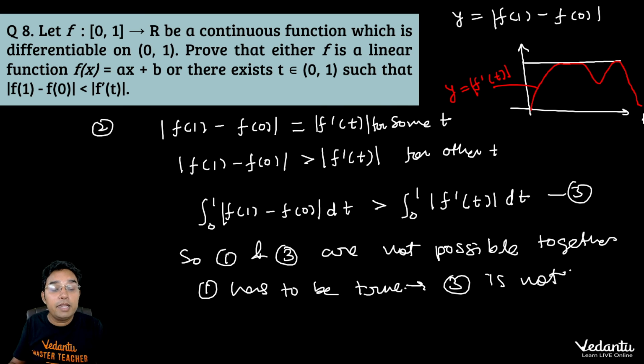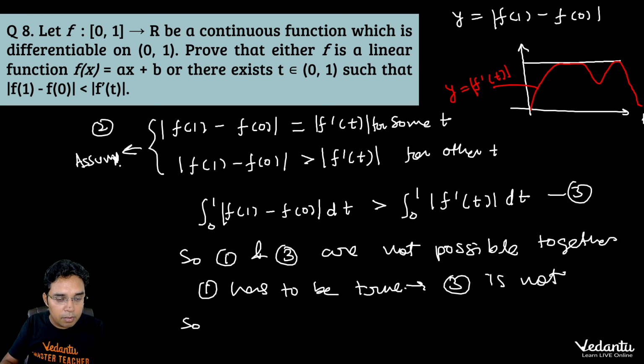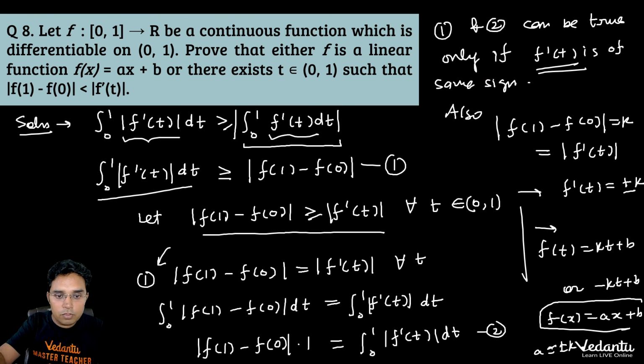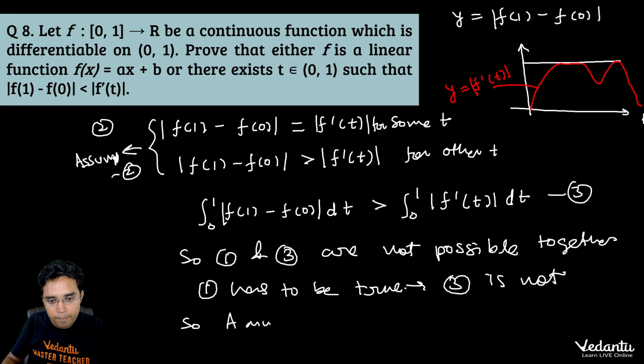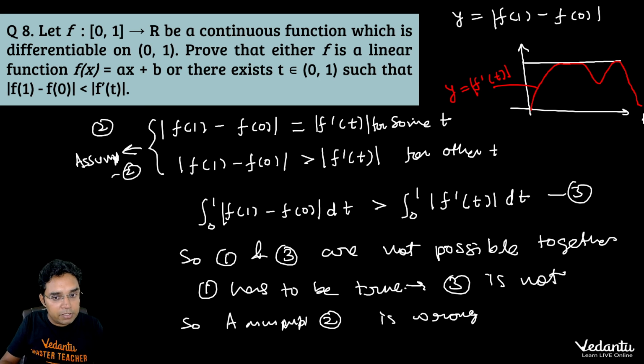Okay, and why 3 is not? It is because of our assumption. So this assumption 2 is wrong. Let me say this as assumption 2. This was my assumption 1. So this assumption 2 is wrong. And why it is wrong? That if it is equal to |f'(t)|, then it is not possible that it becomes greater than |f'(t)| for all other t. It has to be otherwise.